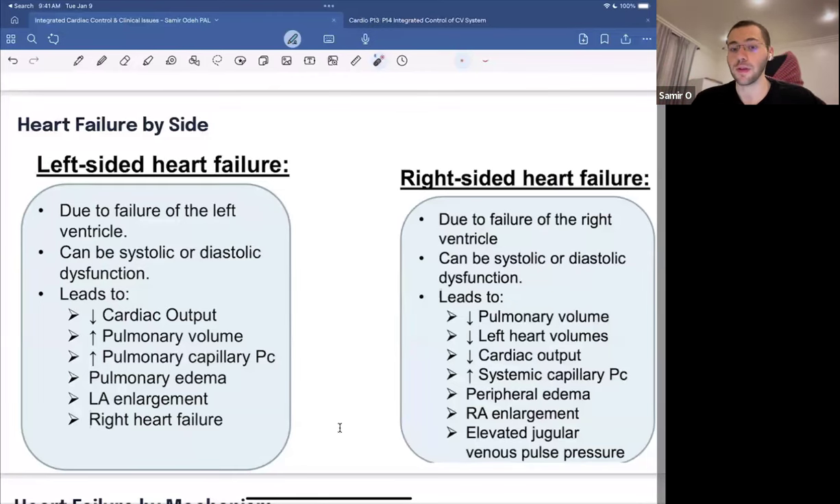Now, a nice segue into right side heart failure is how left side heart failure can cause right side heart failure. Because you have increased pulmonary pressure, your right side of the heart needs to work harder to overcome it. This could cause failure of the heart. Now, when the right side of the heart fails, the blood is going to back up into where? The right atrium. When the right atrium is backed up, the blood's going to back up into your inferior vena cava and your superior vena cava, mostly the inferior vena cava.